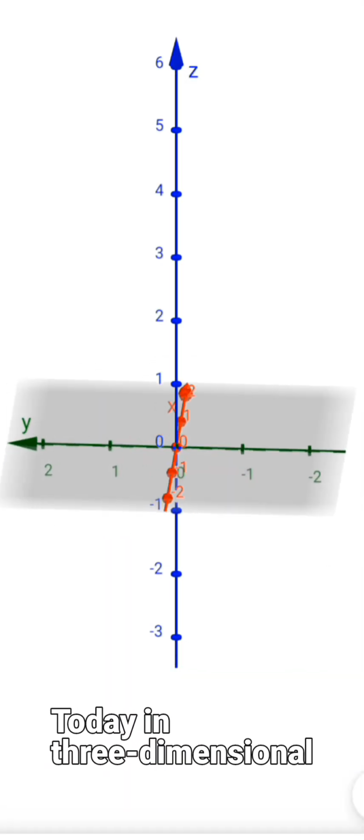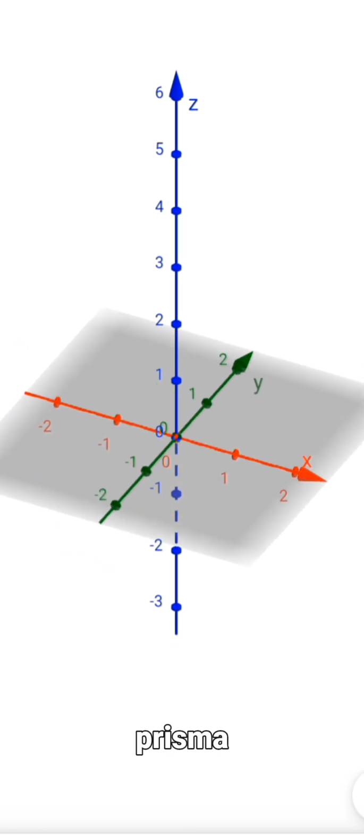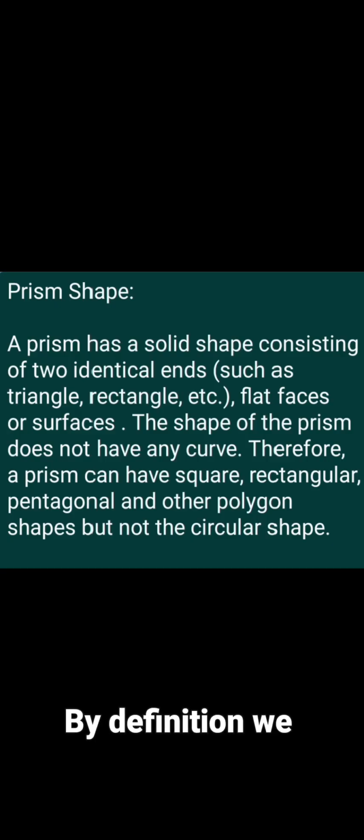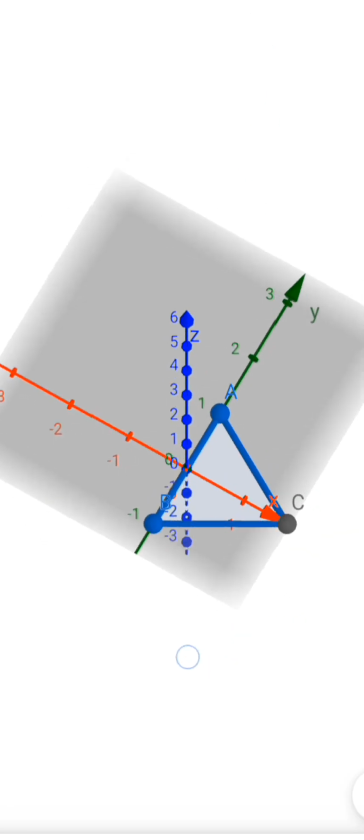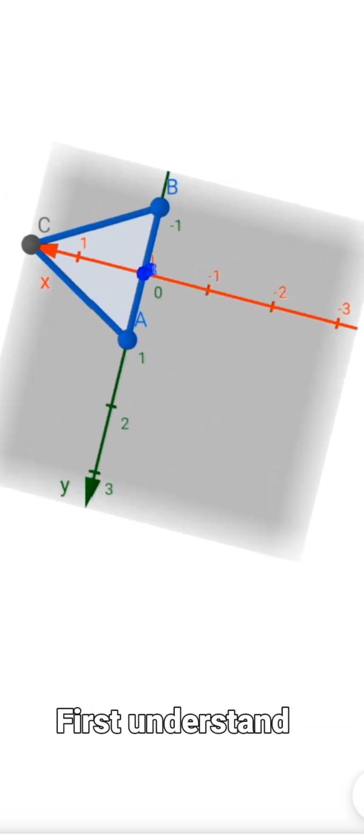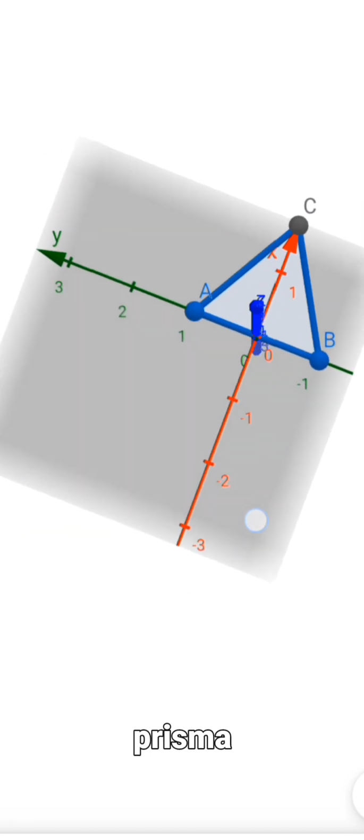Today in three-dimensional geometry we are going to discuss prism. By definition we know that it is a solid shape consisting of two identical ends and also flat surfaces. First, understand the structure of a prism.